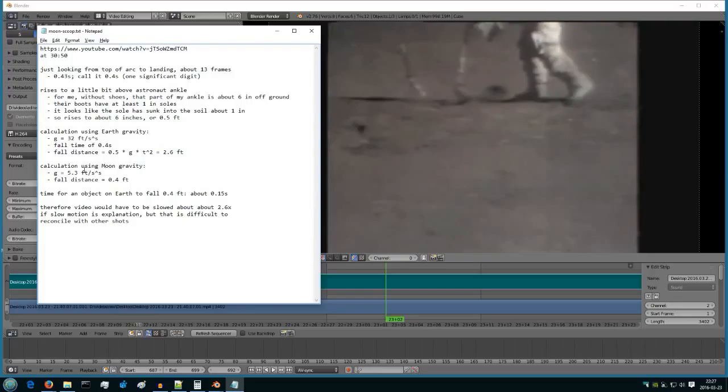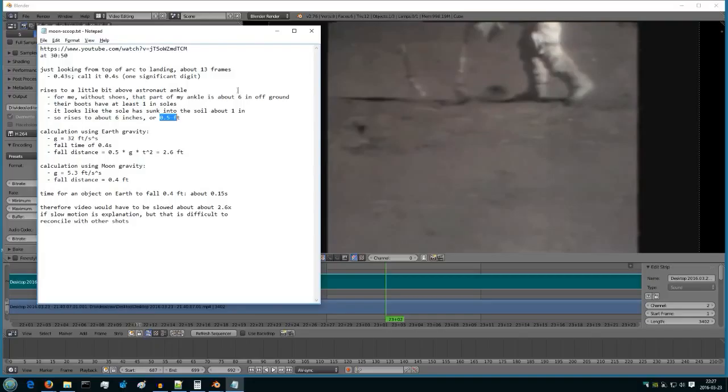However, if you now do the calculation using moon gravity, which is about 1/6 of Earth's gravity, the fall distance is 1/6 of that, which is about 0.4 feet, which is pretty close to my earlier estimate here. So I think that pretty conclusively says that this is not just dirt on Earth falling under the effect of Earth's gravity, filmed at normal speed.